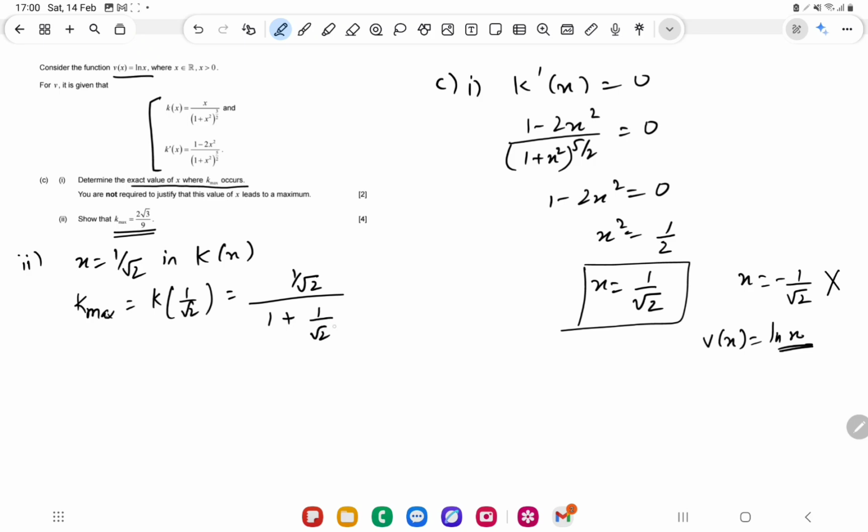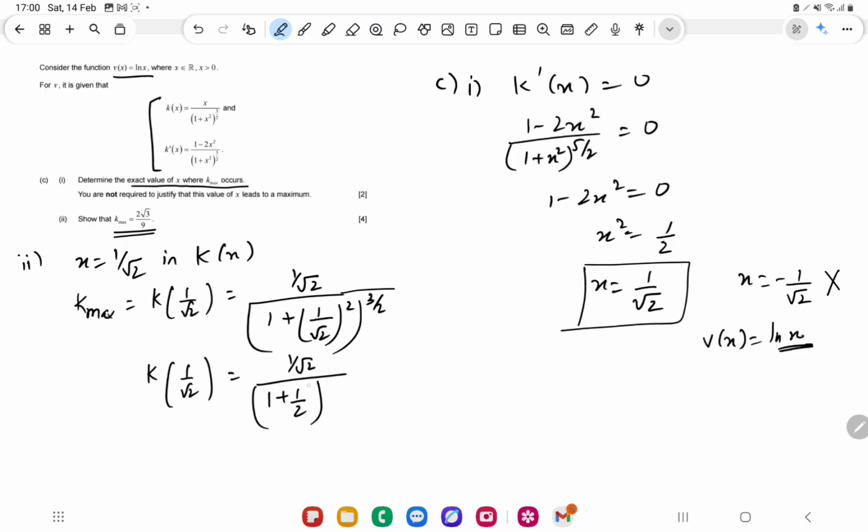So it is 1 upon 1 by root 2 whole square to the power 3 by 2. When we solve this, I get k of 1 by root 2 as 1 by root 2 into 1 plus 1 by 2 whole square, to the power 3 by 2. I will write it like this: 1 by root 2 upon 1 plus 1 by 4 to the power 3 by 2, which I can write as 5 by 4 to the power 3 by 2.